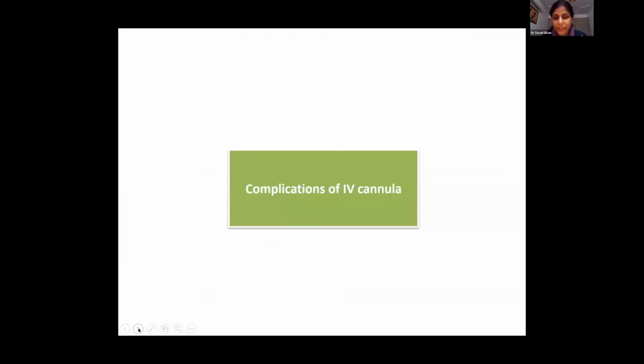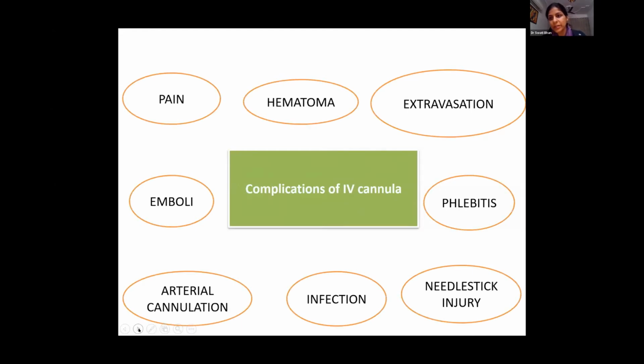The complications most commonly associated with the IV cannula are pain at the injection site, formation of hematoma, extravasation of drugs, sometimes air emboli, or inadvertent arterial cannulation. There can also be infection or needle stick injuries to healthcare workers. But the most common complication associated with the IV cannula is phlebitis.